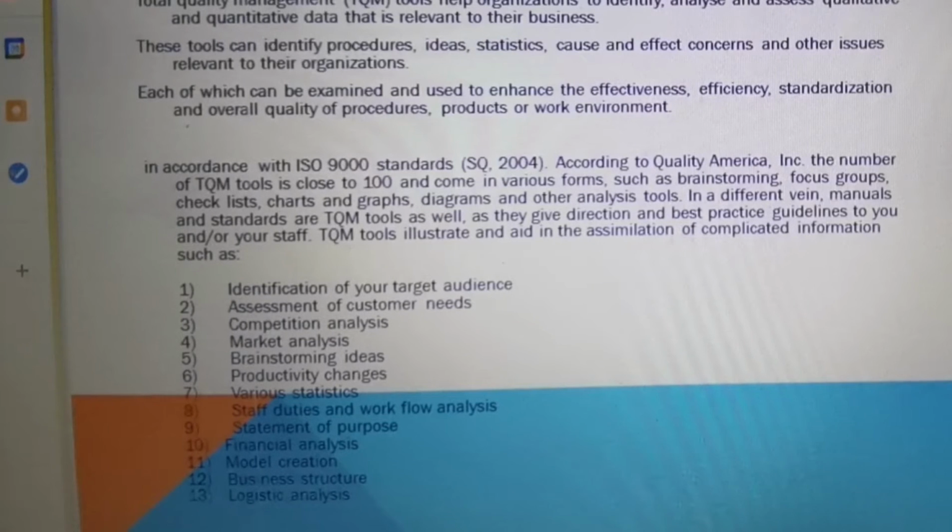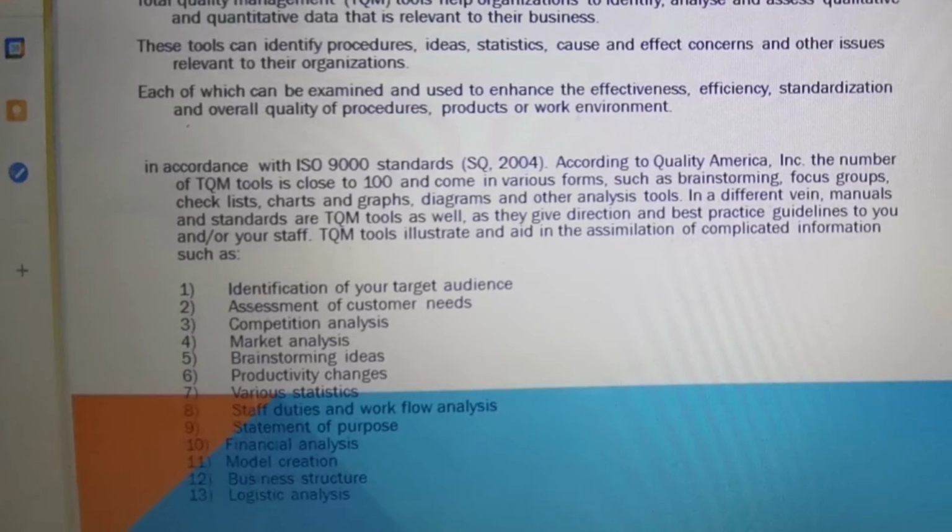In here, we will be talking about the different total quality management tools and their uses, including examples of these tools. So let us start. Total quality management tools will help the organization to identify, to analyze, and to assess qualitative and quantitative data that is relevant to the business. This involves numbers, and some may also involve non-numerical data in order to identify, analyze, and assess the performance of the business.